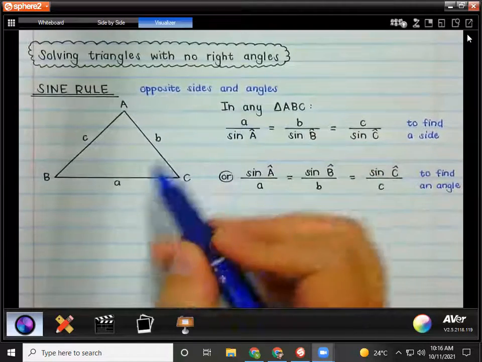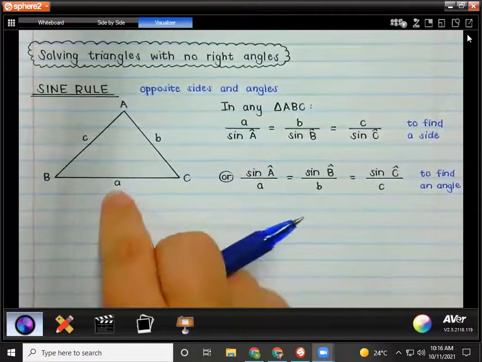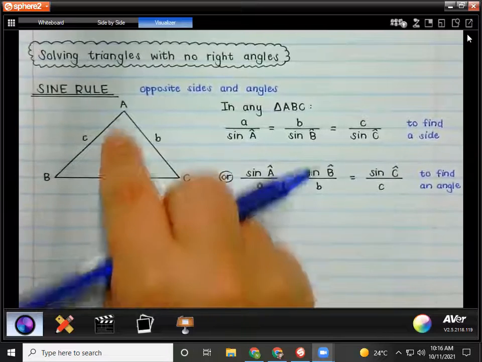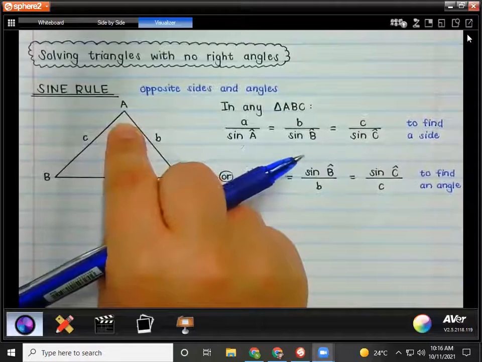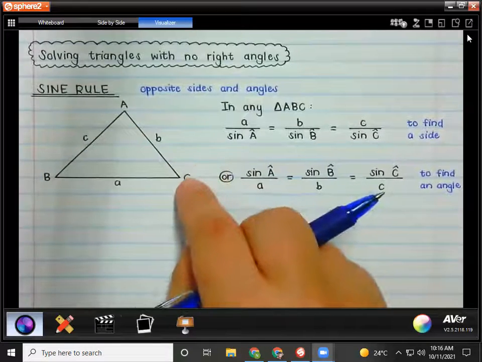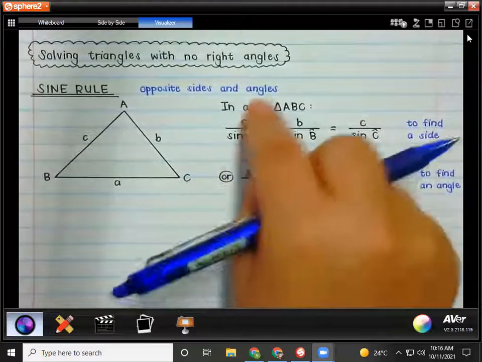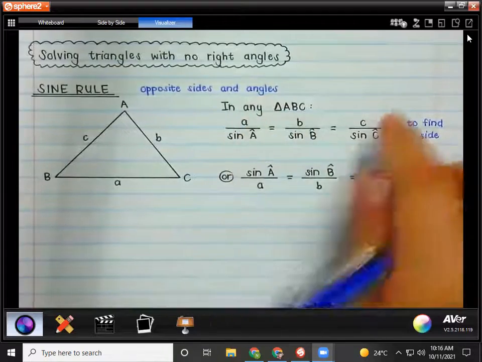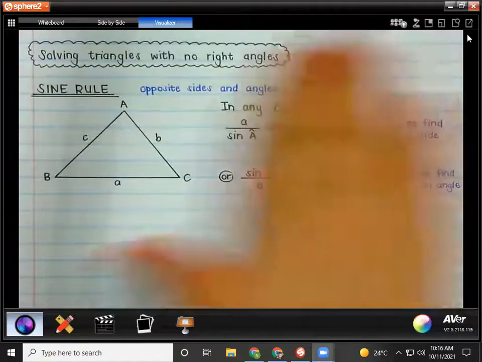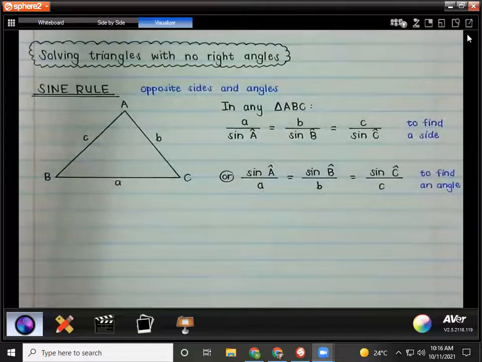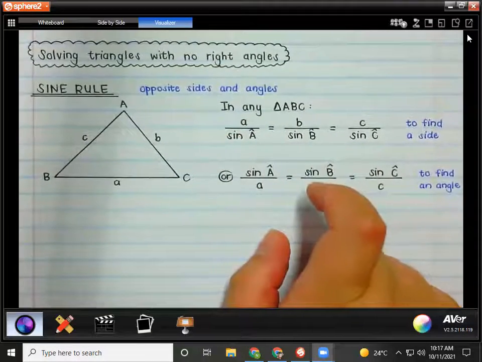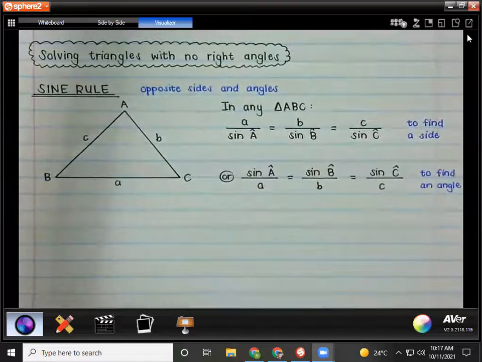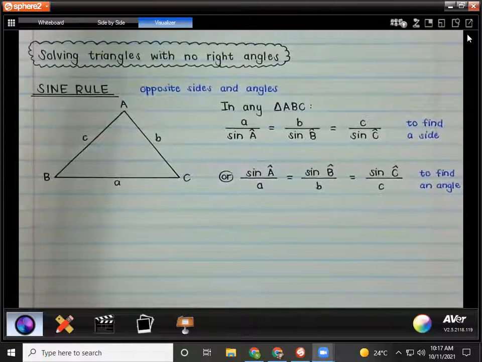So what it says is that if you have a side, then you can put that side over sine of the opposite angle, and it must then be equal to any other side over sine of the opposite angle. So they have 3 fractions here. When you are using this, you'll only work with 2 of them. You'll never work with all 3 of them. The formula is just saying that all 3 of these fractions will be equal. But you're not going to work with all 3 of them at the same time. You'll see now when we do an example.